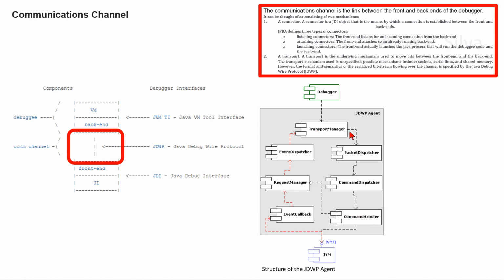Here the transport manager is connected to the packet dispatcher. Packet dispatcher is connected to command dispatcher. Command dispatcher is connected to command handler. Command handler is connected to the JVM, here JVMTI. Here JVMTI is connected to event callback. Event callback is connected to request manager. Here command handler is connected to request manager. Request manager is connected to event dispatcher. Event dispatcher is connected to transport manager.